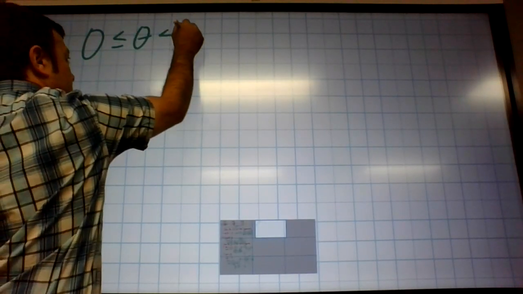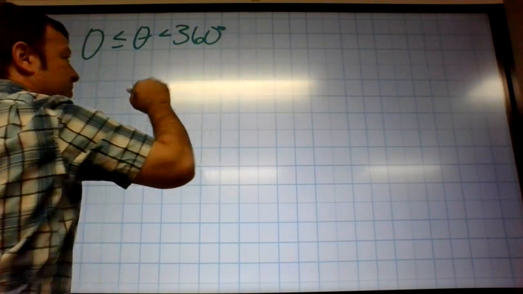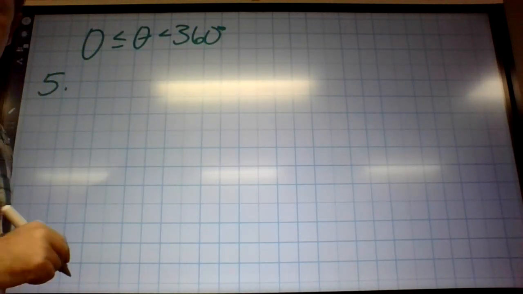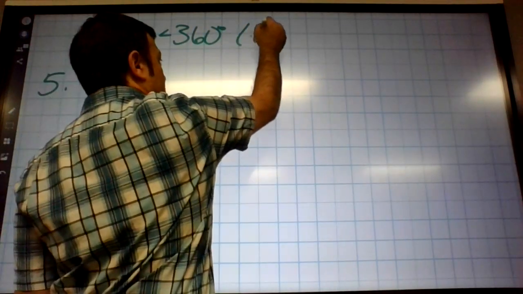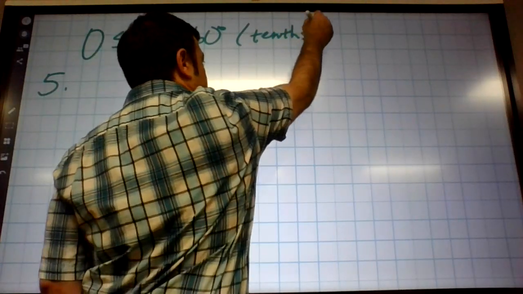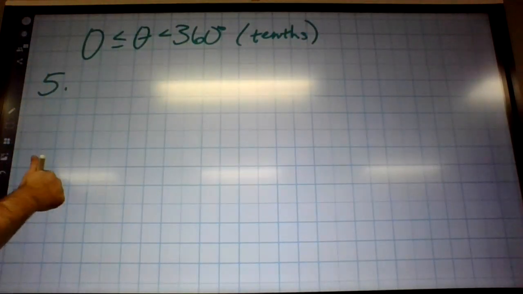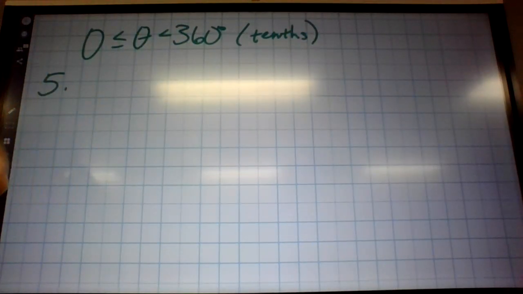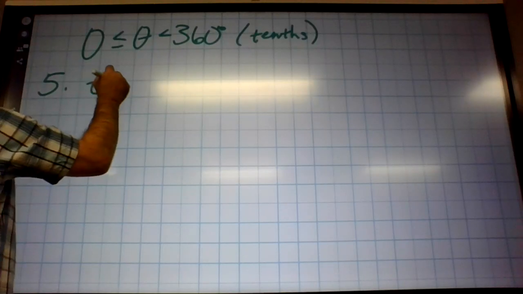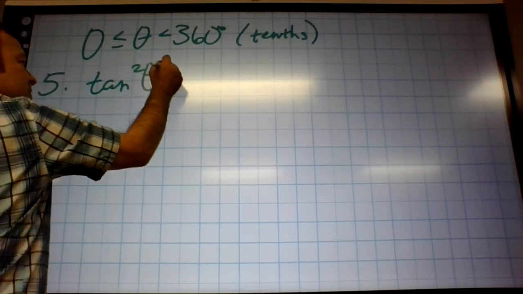Okay, so we're going back to degrees. So you change your calculator. Same directions as like 1 and 2. Rounding to the 10th place. Let's do tangent squared equals 4.